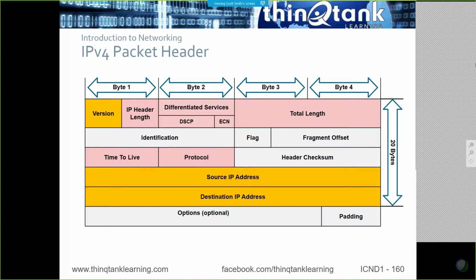IPv4 packet header. Now, prior to getting into some of the IP stuff, we talked about the data link layer, right? And we talked specifically about an Ethernet header. Do you guys remember what the format of an Ethernet header was? What was the first field in an Ethernet 2 header? You guys remember? I'll give you a hint.